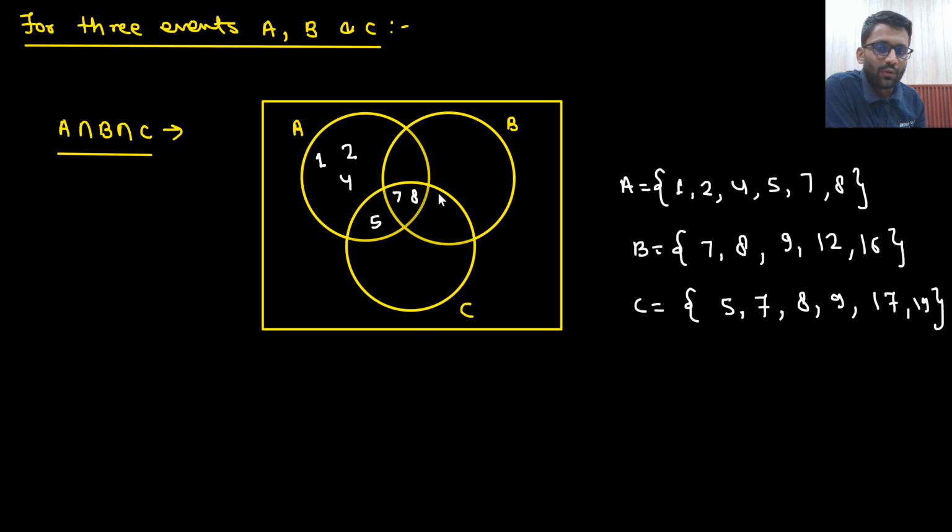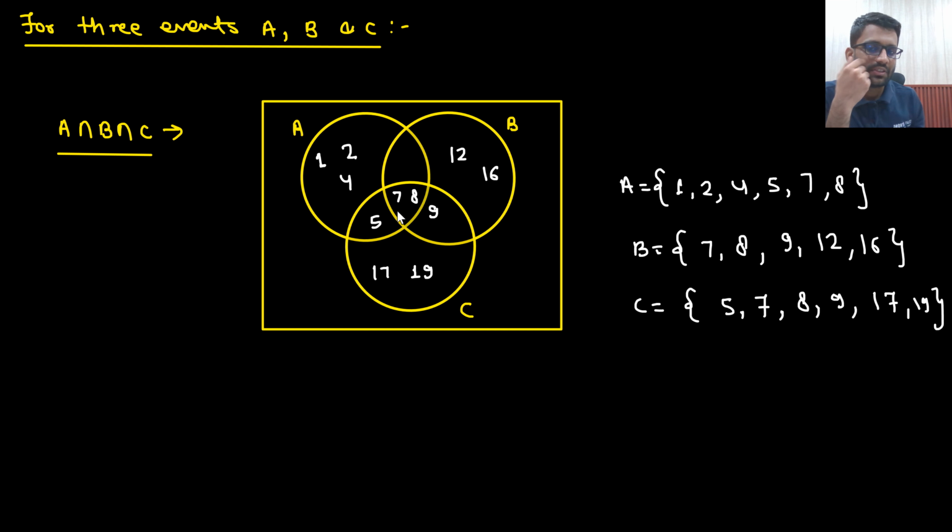Right? So 1, 2, 4 in A only, 5 in A and C, and here 7, 8 is there. 9 is also common between B and C, so 9 will come here. Then 12 and 16 are not common anywhere, so they are only in B. And what about C? 5 is here, 7 is here, 8 is here, 9 is here. And 17 and 19 are not common anywhere, so they will come here. So this is the diagram.